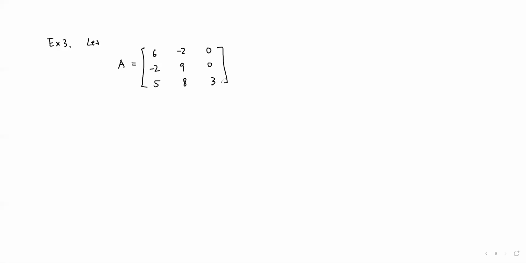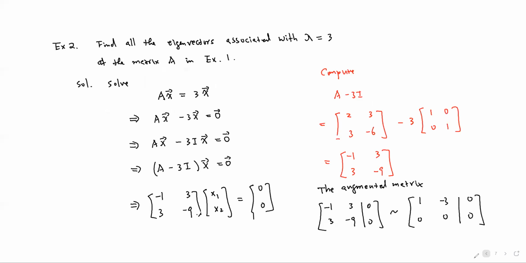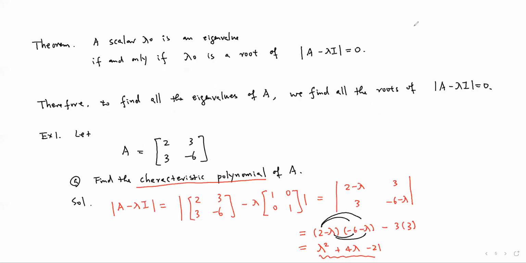Now the question is, find all the eigenvalues of this matrix. It is a 3 by 3 matrix. Therefore, this matrix has 3 eigenvalues. Okay. All right. Now, solution. How to find all the eigenvalues? Yeah, to find all the eigenvalues, we find all the roots of the characteristic equation.